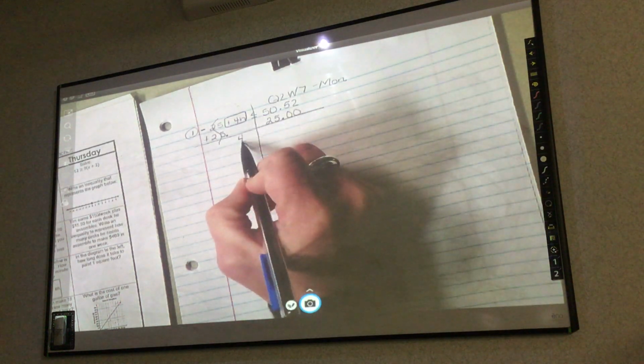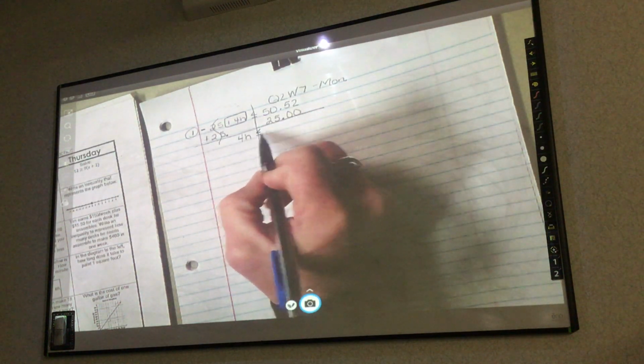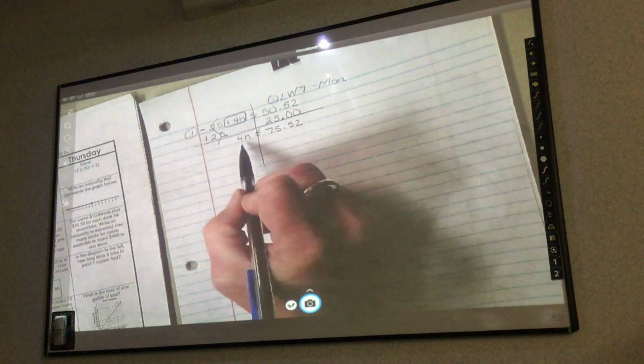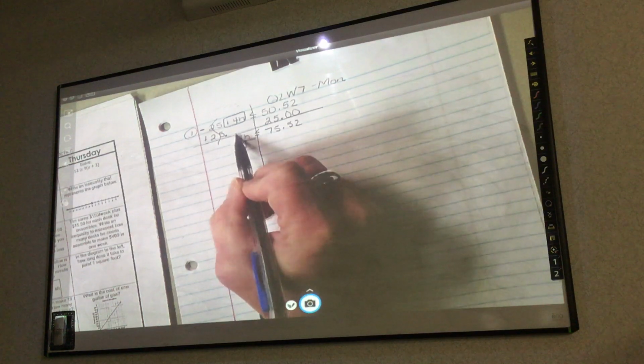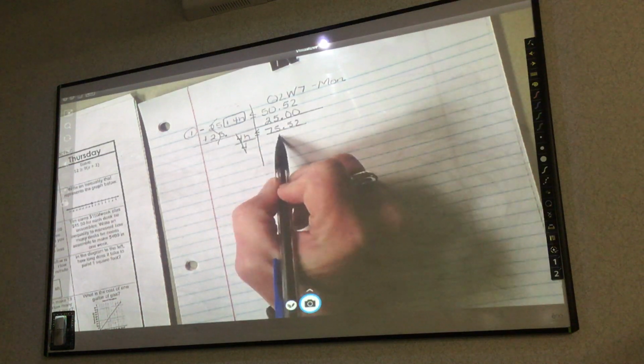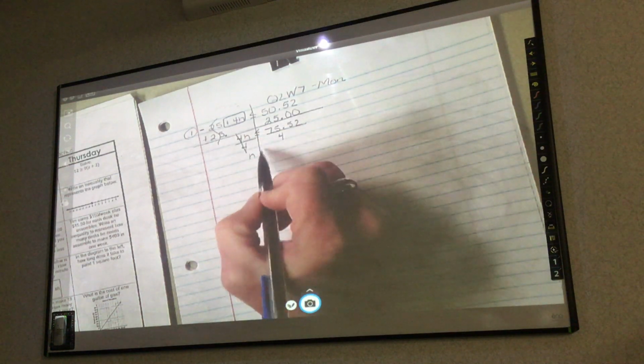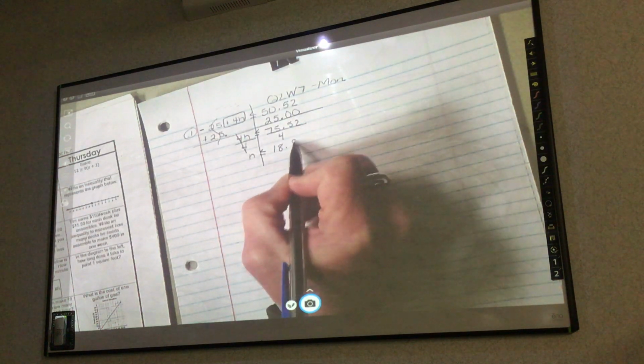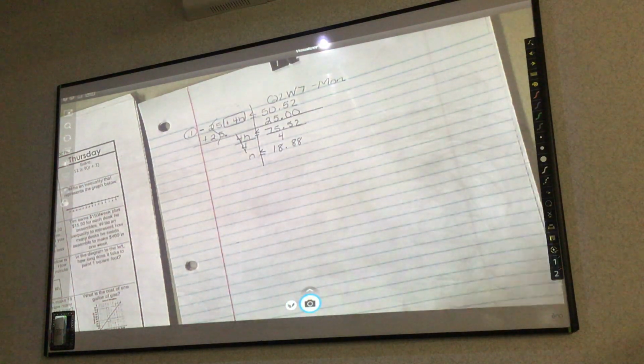So now I have 4h is less than or equal to 75 and 52 hundredths. Then I'm going to divide by 4. These cancel each other out. Divide this by 4. And after I do my division, you should have gotten 18 and 88 hundredths. Let's go.